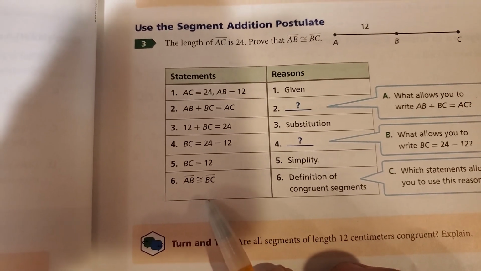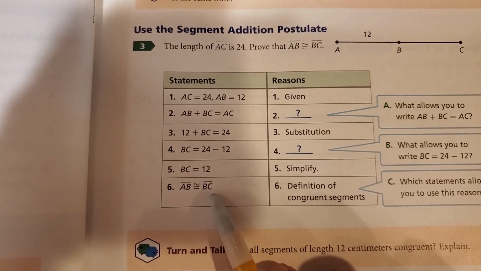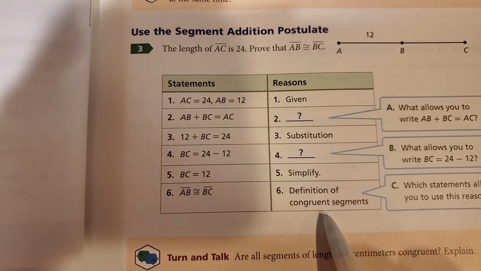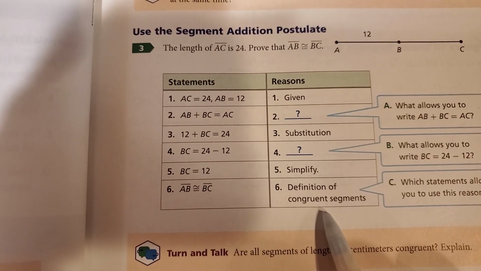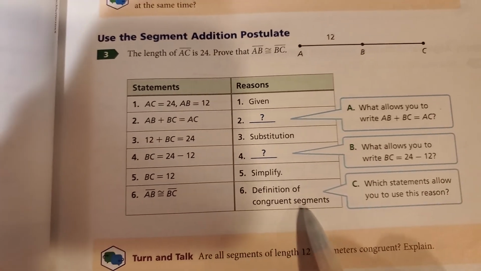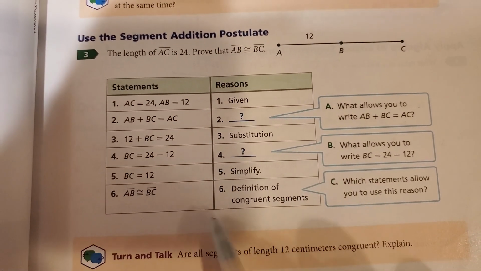Last step. Last step now says that AB is congruent to BC. And they have the reason here. They tell you that the reason is going to be definition of congruent segments. Okay, and they want to know which statements allow you to use this reason.